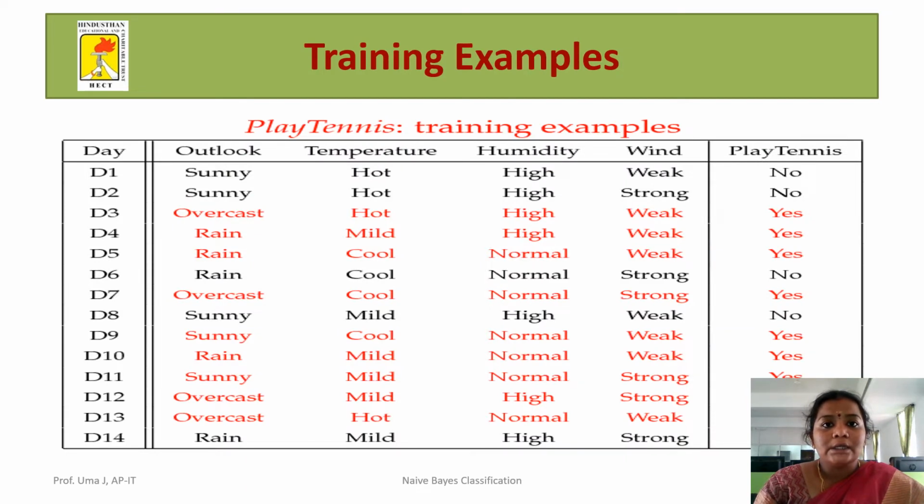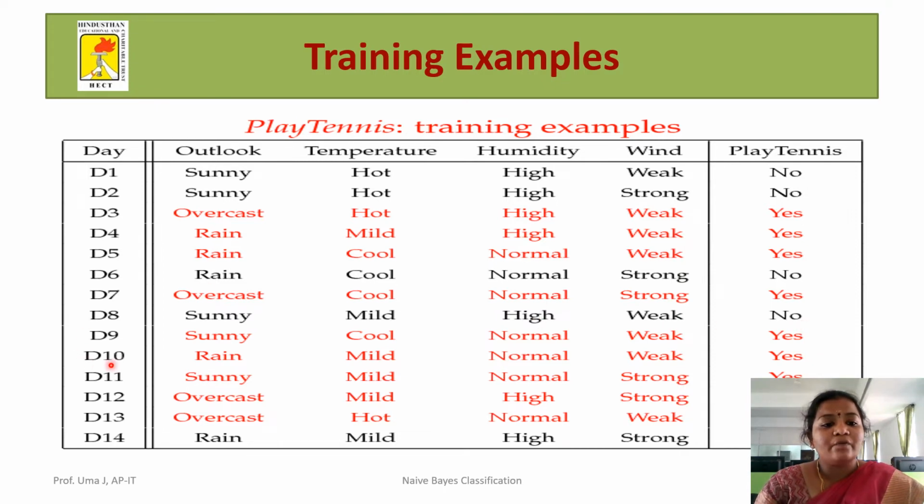Here I have a set of 14 days of data, from day 1 to day 14, under the labels outlook, temperature, humidity and wind. If the outlook is sunny, temperature is hot, humidity is high, wind is weak, there is no option to play tennis. Coming to day 8, if the outlook is sunny, temperature is mild, humidity is high, wind is weak, I couldn't play tennis.